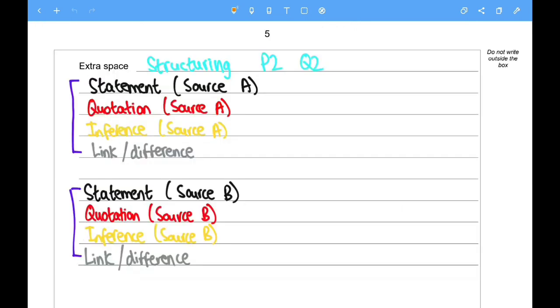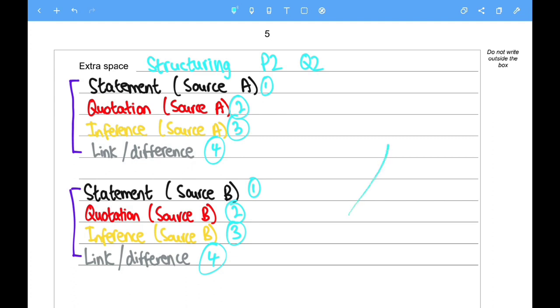And finally, this is a template for structuring question 2 for language paper 2. You start off with the statement for source A, and then you move on to the quotation for source A, then you provide inference for source A, and then make a link and show how it's different. So that would be one paragraph. And then paragraph 2, same thing. You provide a statement for source B, a quotation for source B, provide inference, make sure you're perceptive and detailed with your inference, and finally you show a link or difference in terms of source A and source B. So this is something that you can follow to answer question 2 of language paper 2.